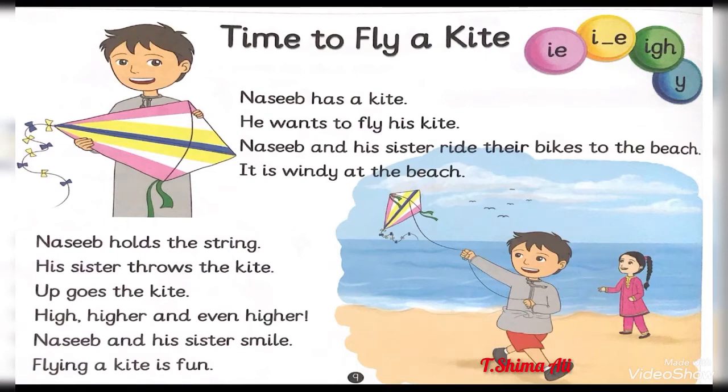So Nasib and his sister have a kite. They go to the beach to play there with their kites. They go to the beach by their bikes.